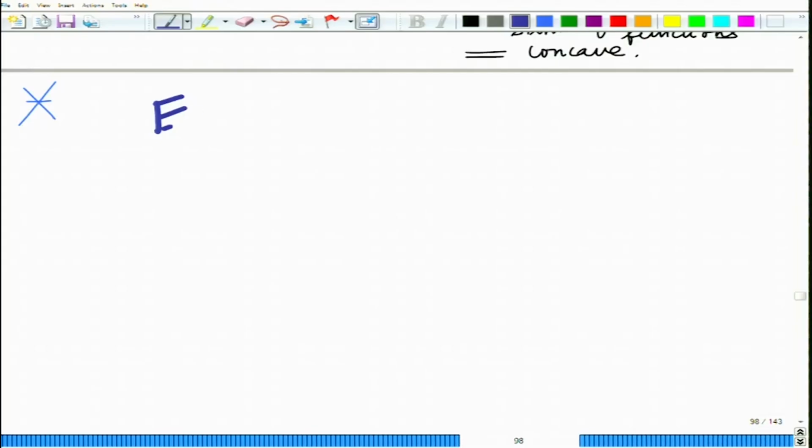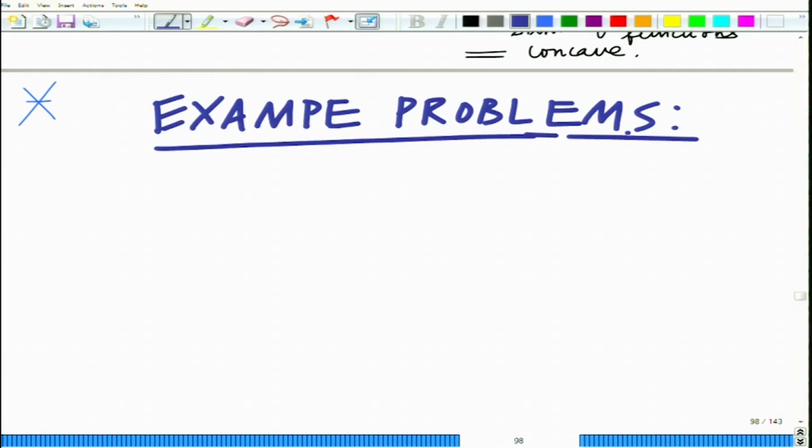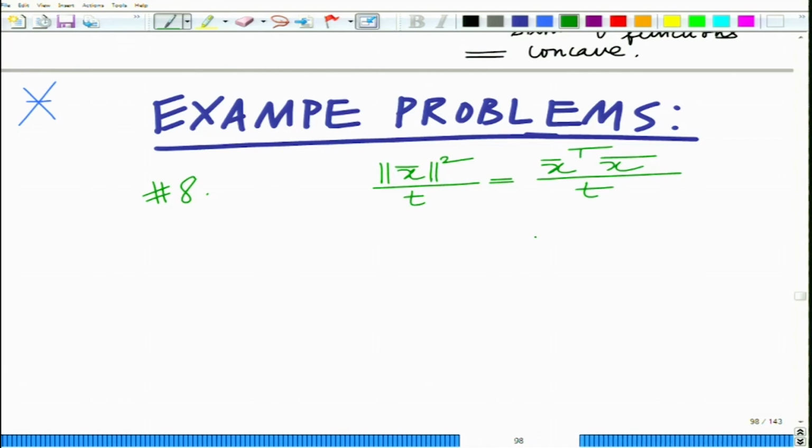All right, we are looking at example problems, and let us look at problem number 8. We want to consider the function norm x bar square by t, which you can also write as, remember, norm of vector square is vector transpose times itself, that is x bar transpose x bar divided by t.